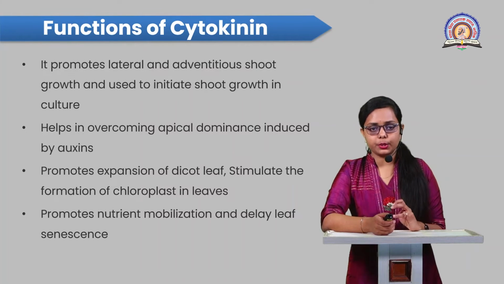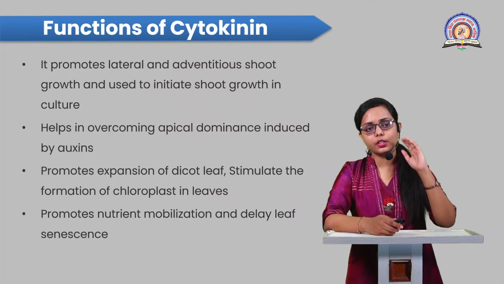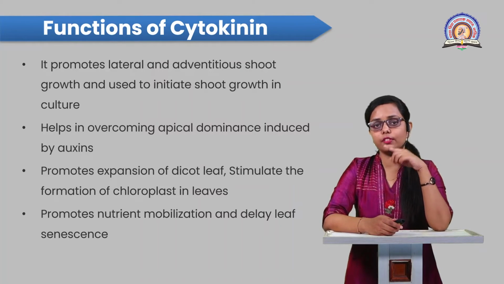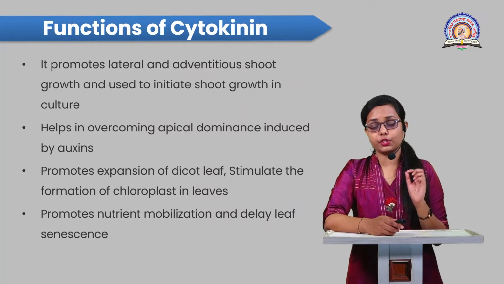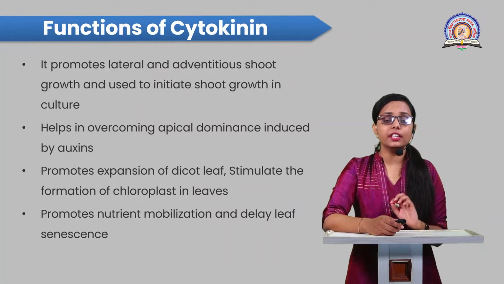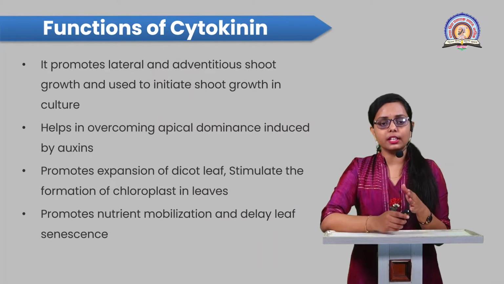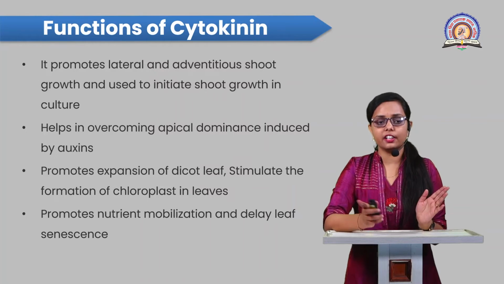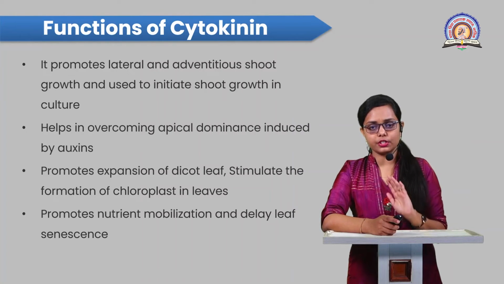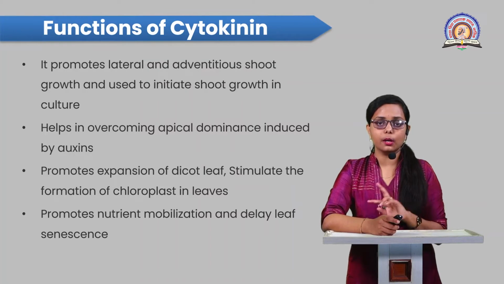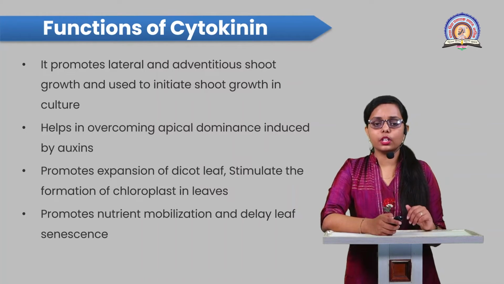Functions of cytokinin: it promotes lateral and adventitious shoot growth. As you can observe here, auxin has the function of apical dominance. When we apply auxin, the plant will grow in an upward direction, it will show apical dominance. But when we spray cytokinin on plants, it will promote lateral growth and adventitious shoots. So cytokinin has an antagonistic function to auxin. They have opposite functions to each other.